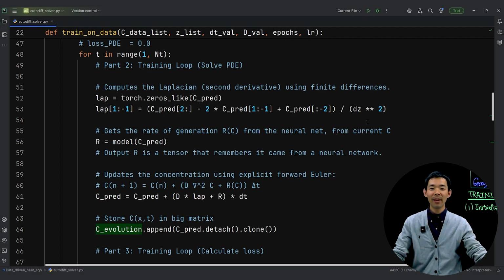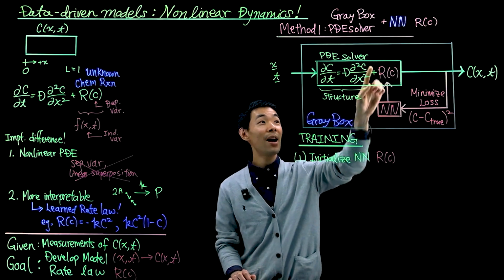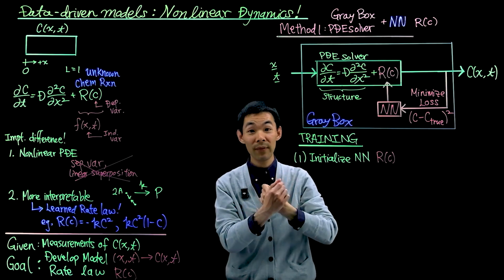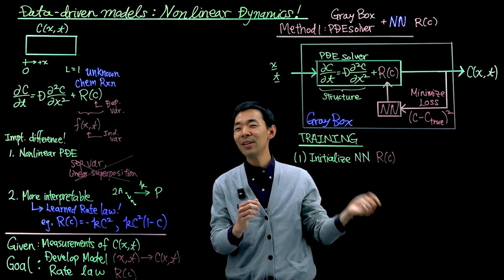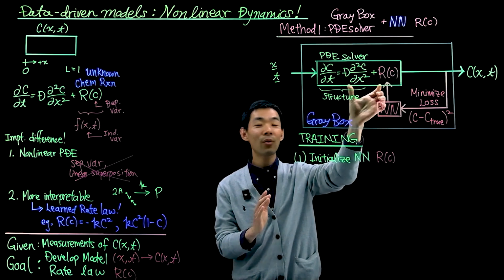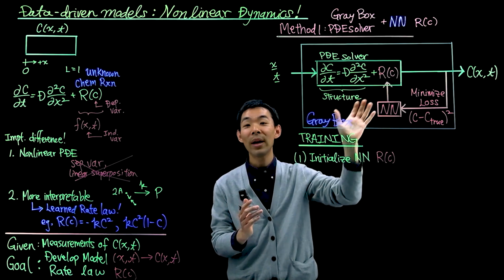Okay. Now we have the finite differencing approximation for the Laplacian. So we know what that is now. And then here we're going to call the model given some concentration C prediction. That's what we have currently. And boom, R is going to contain the rate law. So back on the board again, we now have the Laplacian term. We numerically evaluated that by just finite differencing it. We now have this R of C that the neural network outputted. So we have everything on the right-hand side. We know our diffusion coefficient, we know our Laplacian, we know this R. We know everything on the right-hand side.